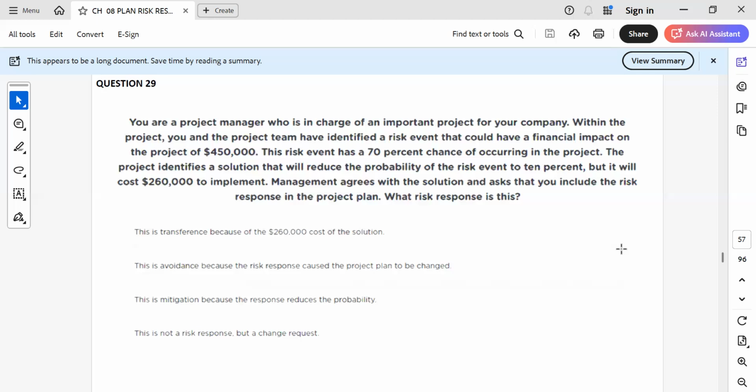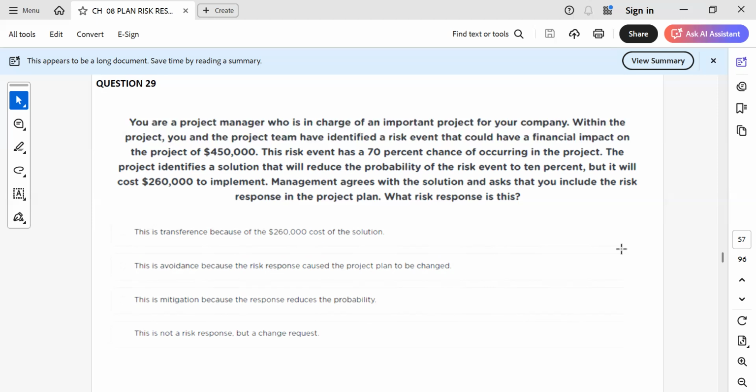Question 29. You are a project manager in charge of an important project for your company. Within the project, you and the project team have identified a risk event that could have a financial impact on the project of 450,000 USD. The risk event has a 70% chance of occurring. The team identifies a solution that will reduce the probability of the risk event to 10%, but it will cost $260,000 to implement. Management agrees with the solution and asks you to include the risk response in the project plan. What risk response is this?